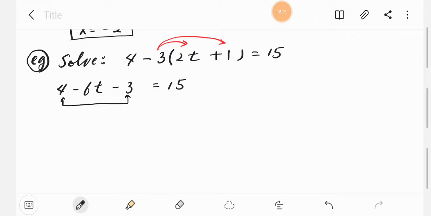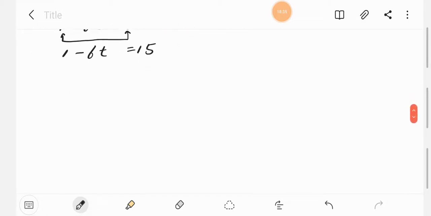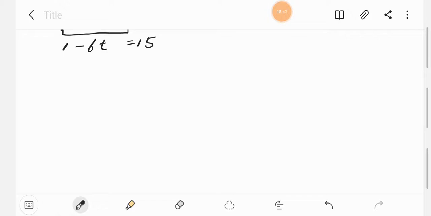Combine the like terms on each side. The left hand side of the equation has two constant terms, two numbers. So add these two: 4 minus 3 is 1. 1 minus 6t equals 15. And from here, rewrite the equation so you will have only one variable term on one side and the constant terms on the other side. So let's move this 1 to the right.